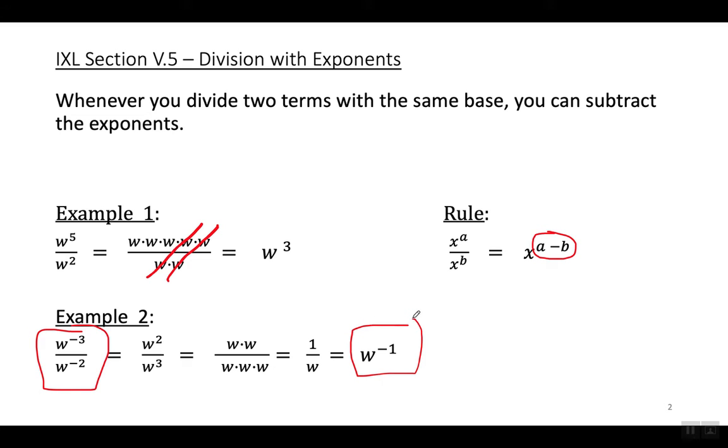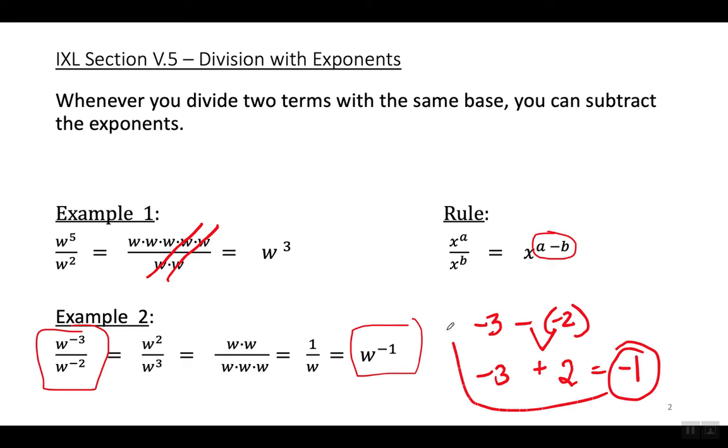And I'll first explain it the quick way, which is you subtract the exponents to get this answer. All right. So if I subtract, look at it this way. If I subtract negative 3 minus negative 2, you got to remember that these two negative signs are going to become a plus sign. So negative 3 minus negative 2 becomes negative 3 plus 2, which equals negative 1, which is what you have right here. All right? So make sure you don't mess up when you're subtracting integers.